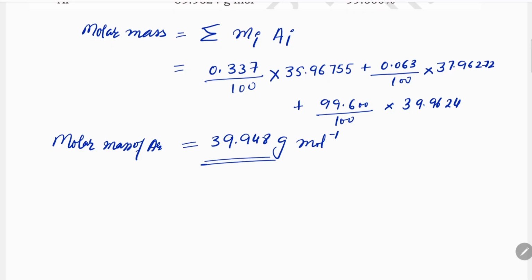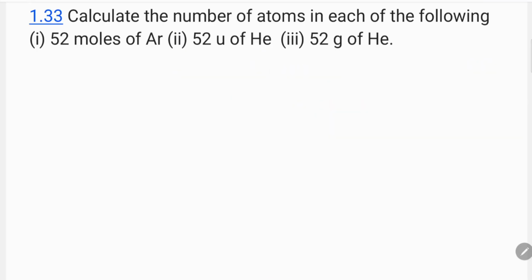39.948 gram per mole. Okay, let's do the 33rd question, which is: calculate the number of atoms in each of the following. So we have to calculate the number of atoms in each. We know that 1 mole of anything is going to have 6.022 into 10 raised to power 23 atoms or molecules of that particular thing, right? Over here we have taken only atoms, argon, helium. So we are going to calculate for it, right?